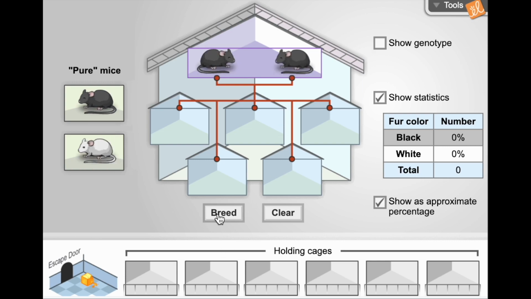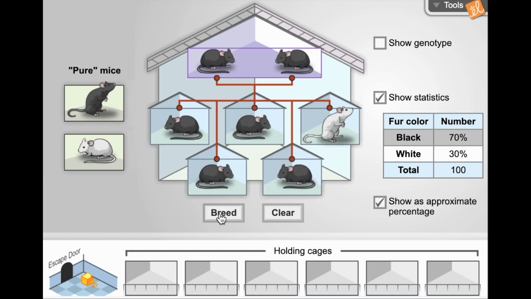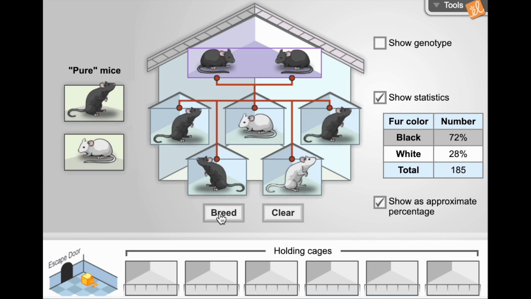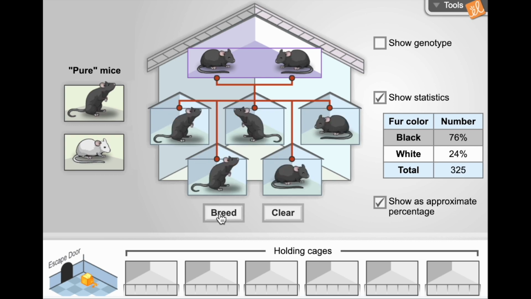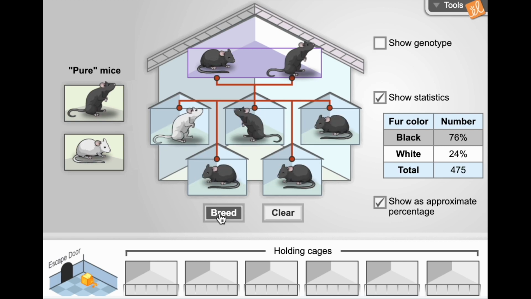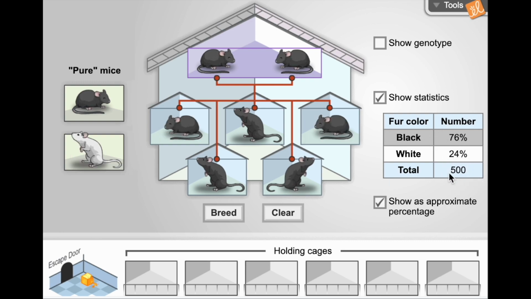And then when I go to click breed, I'm going to click breed 500 times. That's a lot of clicking. Sometimes you can see that the offspring are all black. Sometimes you can see there's one mouse, maybe two mice, that come in as white. And as I approach 500, what we want to be able to answer in later questions is how accurate this Punnett square is based off of this total number of 500 offspring.